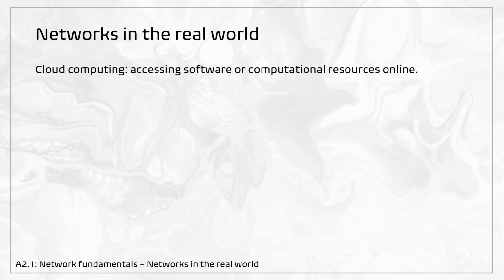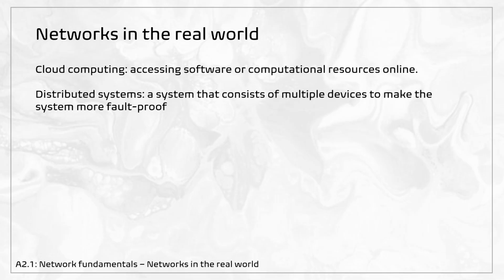Cloud computing is when computational resources or services are accessed online through the Internet. Things like software as a service, platform as a service, and infrastructure as a service, which we also covered in A1, are all reliant on the Internet to work. In simpler terms, stuff like Netflix, Amazon, or Zoom wouldn't exist without the Internet.